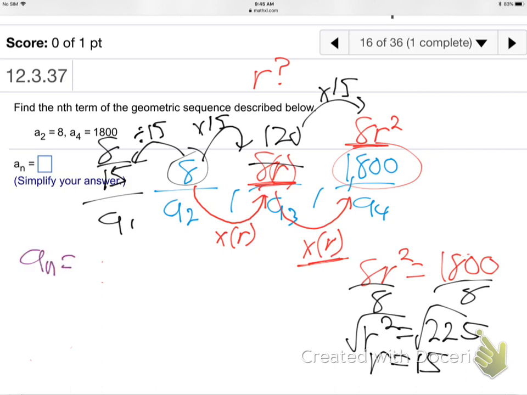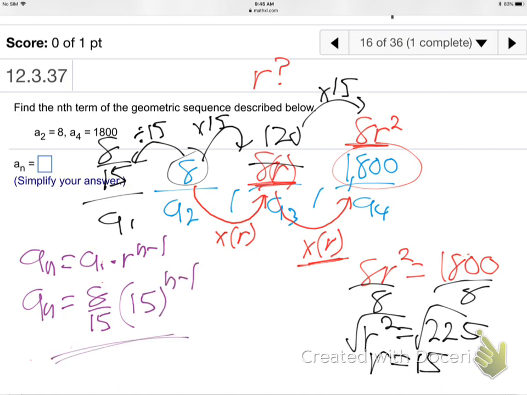So AN is A1 R to the N minus 1. I did all that work because I had to find A1, which is 8 over 15, and I had to find R, which is 15, so that I could have the formula. There's the formula for that one. Little trickery there. Questions on that? That good? All right, I'm going to keep moving here.